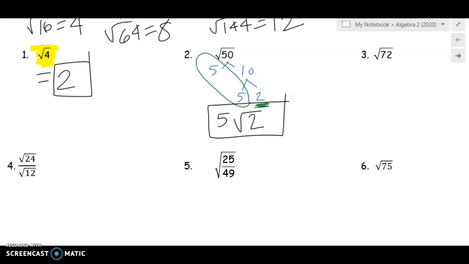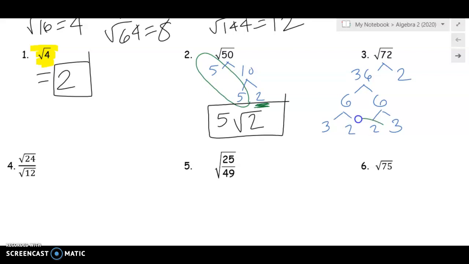Okay, so let's look at the next one. Square root of 72. It is not a perfect square, so I'm going to start to branch this. What multiplies to 72? The first thing I think of is 36 times 2. Now let's branch off of 36. What multiplies to 36? Well, the first thing I think of is 6 times 6. What multiplies to 6? 3 times 2. And I can put that for both of them. Okay, can I break down 3 anymore? No. Can I break down 2 anymore? No.